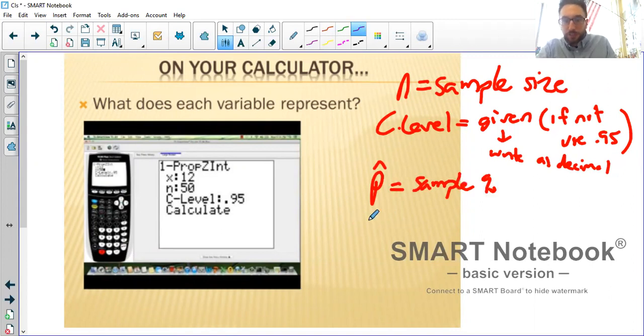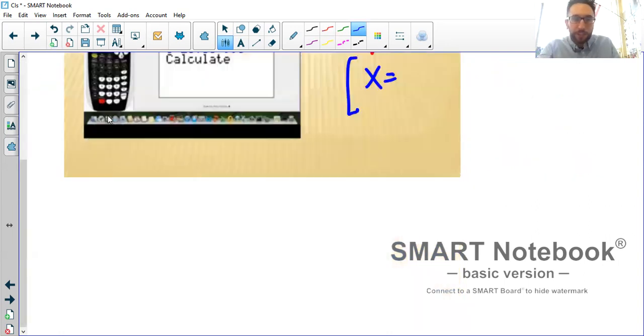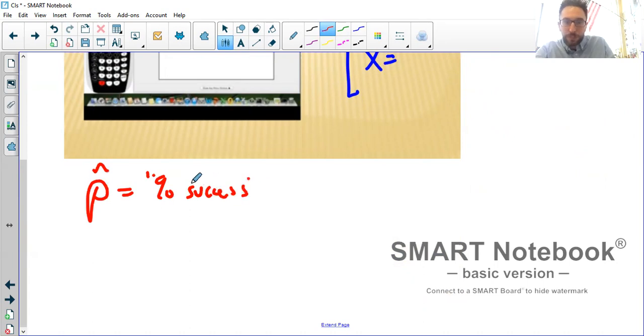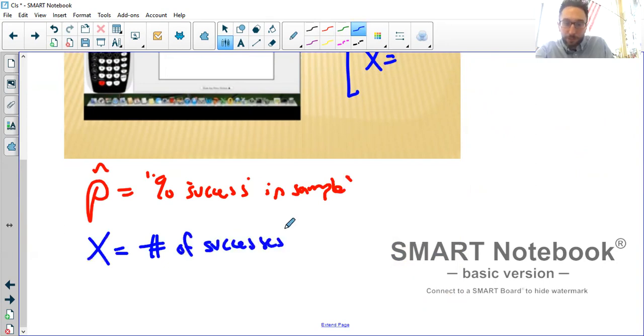And so again, the new thing here is this x value. So here's the deal with the x value. A few things we have to know. And this will make a little more sense when we look at an actual context. So p hat represents the percent of success, success being a generic term, in our sample. That's our sample percentage. X represents the actual number of successes, again a generic term, in our sample.